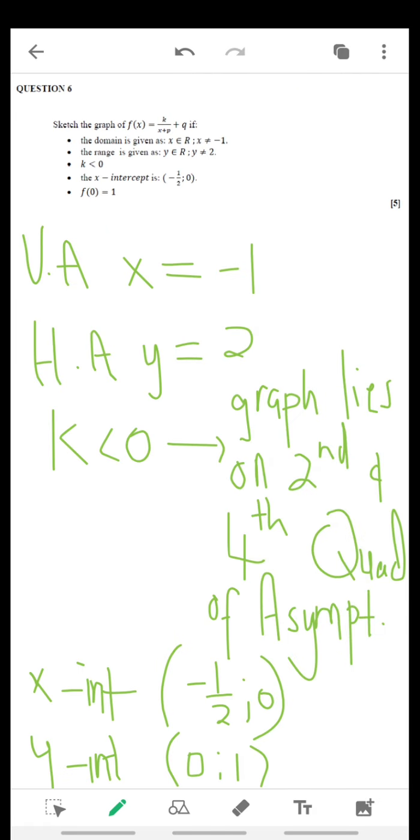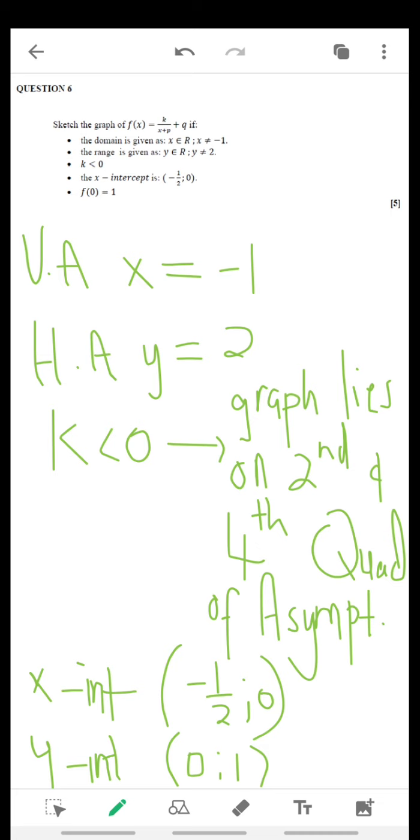The last question is on implicit information. You are given information and you need to know how to make use of the information provided to you without any form of calculations. There will be a question in the exam which looks like this one. Sketch the graph of f, where f of x equals k over x plus p, plus q. This must be a hyperbola.